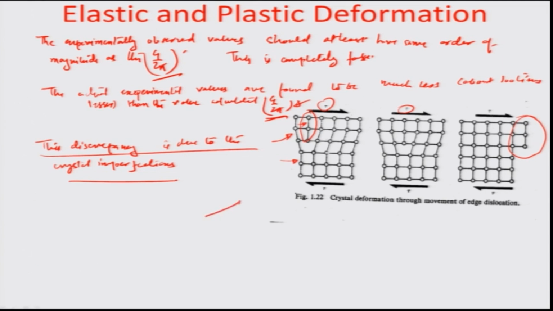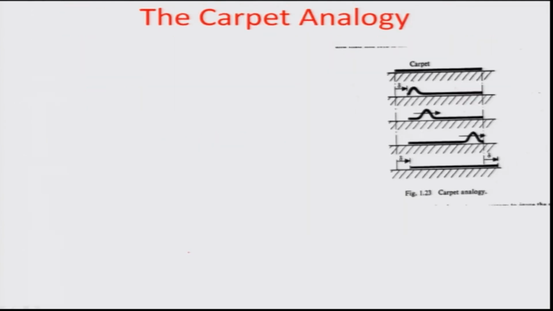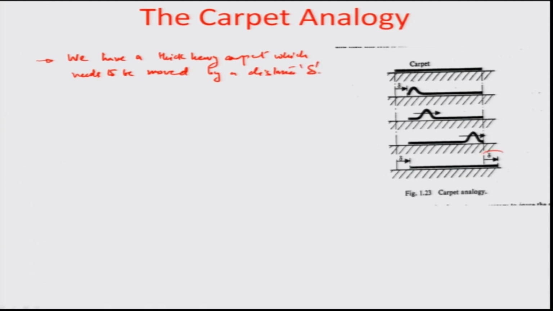In order to explain this with a real life example, let us see what happens to a thick heavy carpet and how we move it. Let us say we have a thick heavy carpet which needs to be moved by a distance delta. Let us say in this direction you want to move this carpet from the point A B to the point A dash B dash, where this A dash is actually delta. Now, there are two ways to do it.